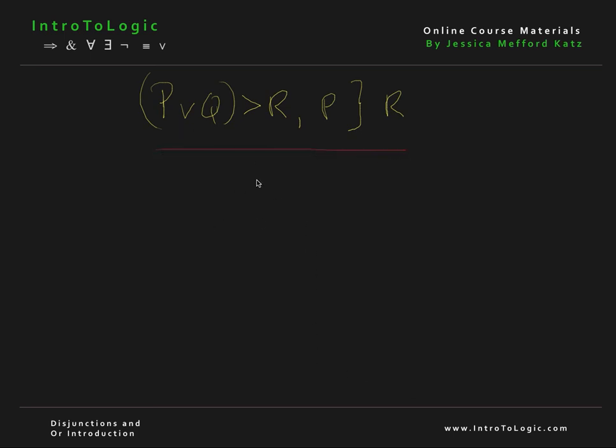So here we have a sequent and we have our assumptions, P or Q, then R and P, and we have our conclusion R. So using or introduction, we can use line 2 to create the disjunction P or Q. And now using this disjunction, we can combine lines 1 and 3 to arrive at our answer, R. And that's that.